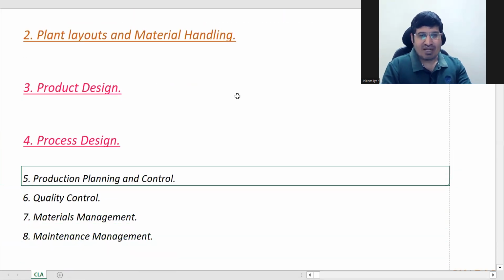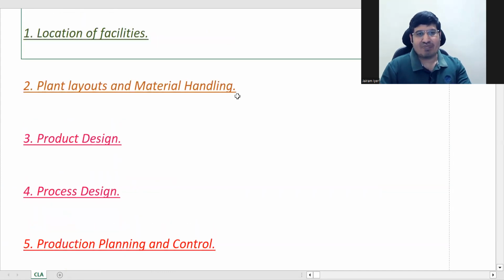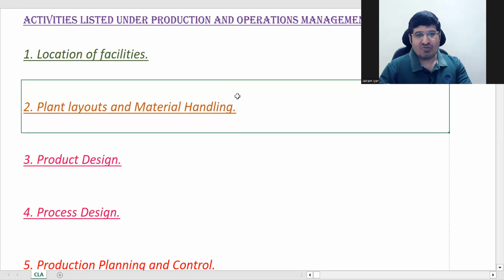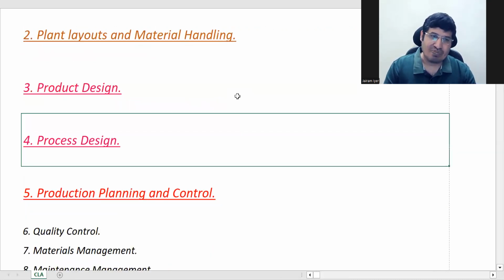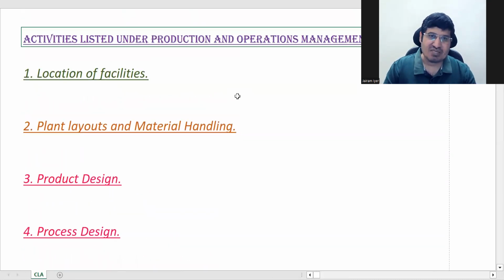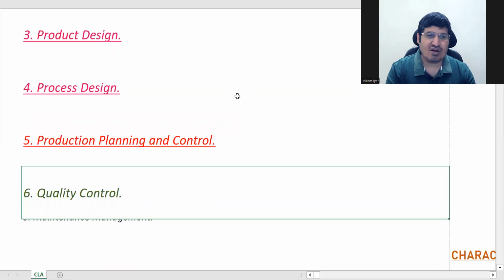Then the production planning and control, which is your biggest chapter here. All these, as I said, are chapters. It doesn't mean each one is not a chapter, but these are the contents of your chapters. So this scope of operations management is basically your course, right? And then you have quality control.